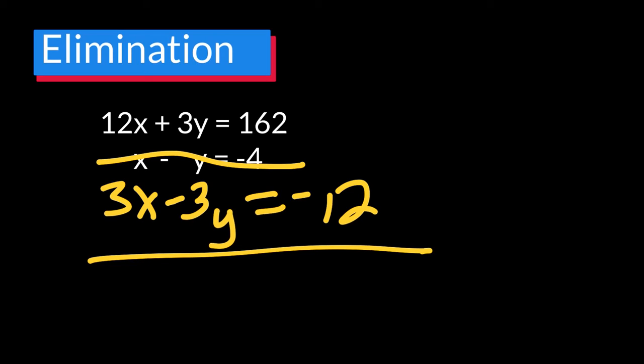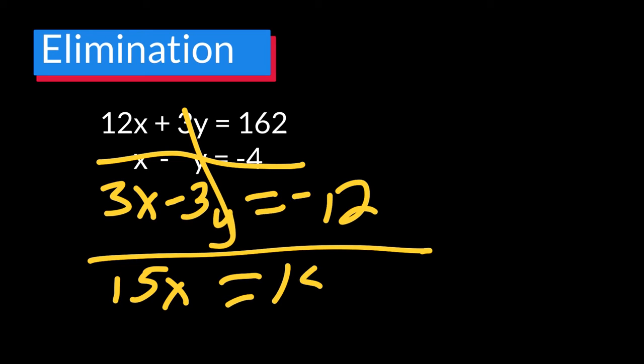And now we can add our equations. So 12x plus 3x is 15x. Positive 3y and negative 3y cancel out, so they are eliminated. And 162 minus 12 is 150. Does that look familiar? So now we just need to solve for x. So we divide both sides by 15 and we get x is equal to 10.